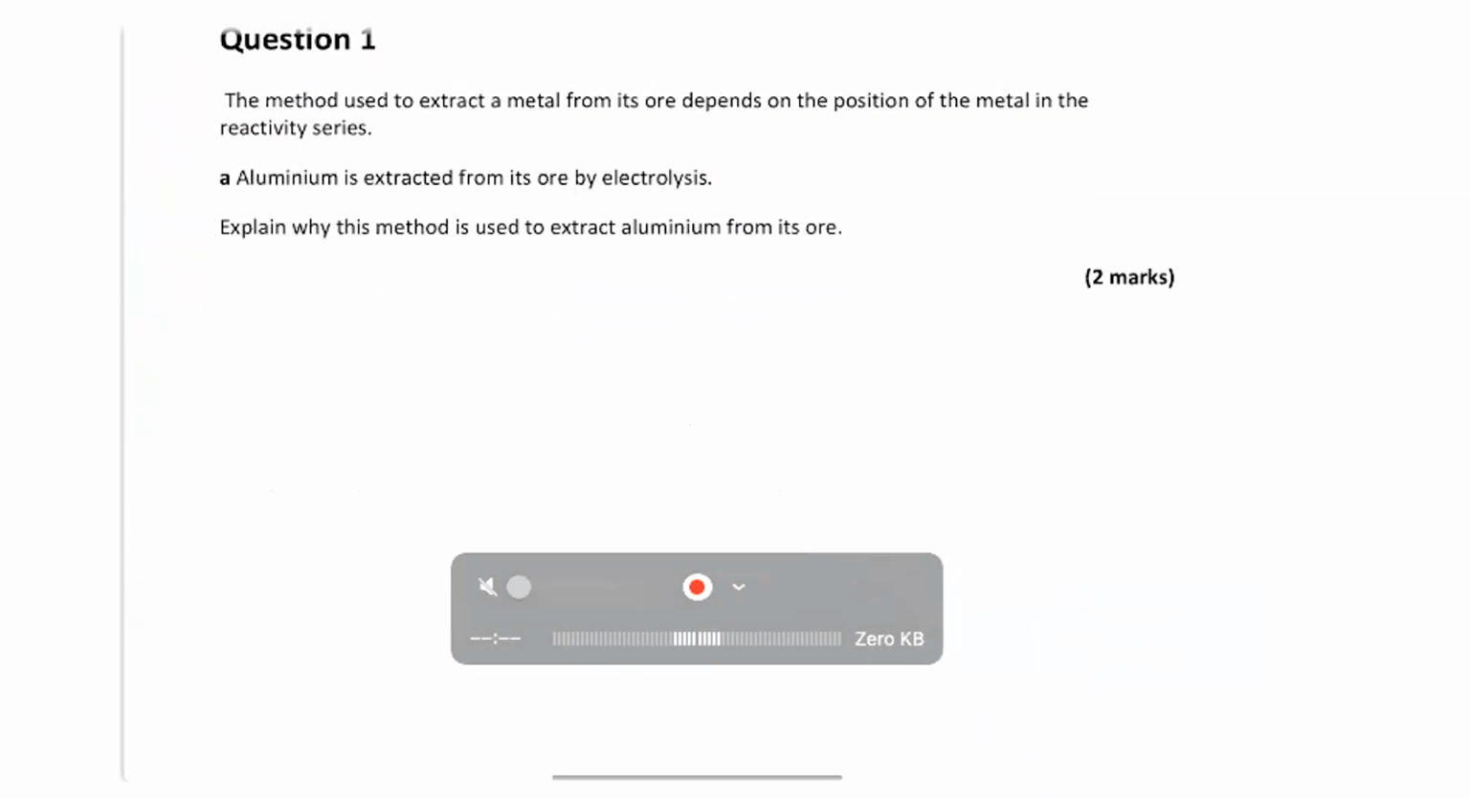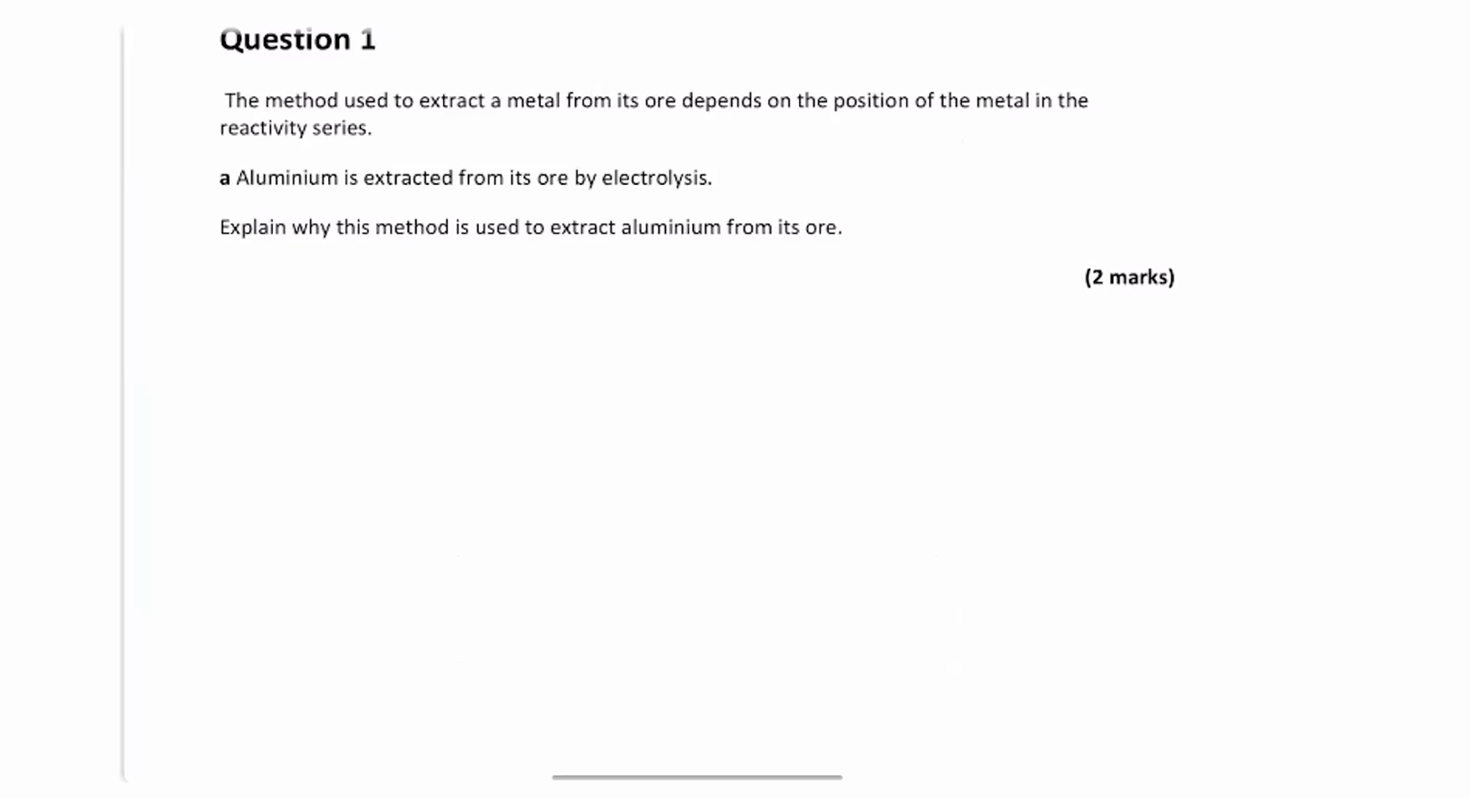So a nice short 2-mark question to start us off with. The method used to extract a metal from its ore depends on the position of the metal in the reactivity series. Aluminium is extracted from its ore by electrolysis. Explain why this method is used to extract aluminium from its ore. So you've got 2 minutes now. I'm going to mute myself, give yourself 2 minutes to answer this question, and then we'll all come back together and we can go through the answers.